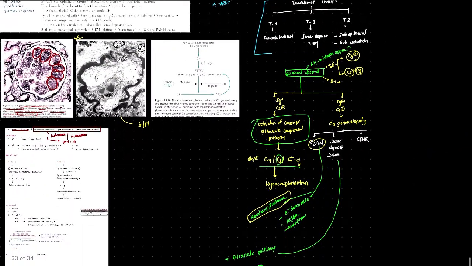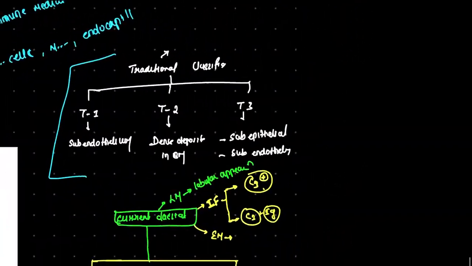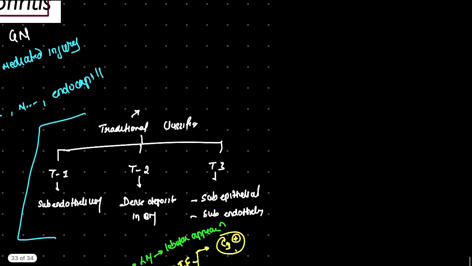Okay, now another thing that we need to know here is, as I was mentioning earlier, about traditional classification. Traditional classification was based on the deposition of immune complex in the different regions of our kidney biopsy. Now, let me just write: this is our endothelium, and this is our basement membrane.